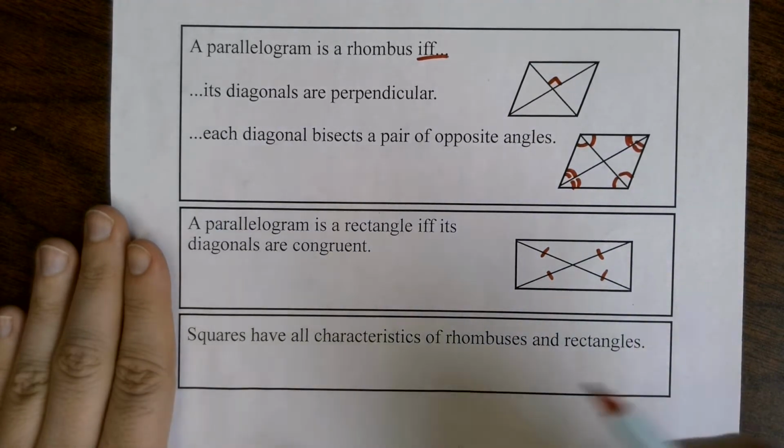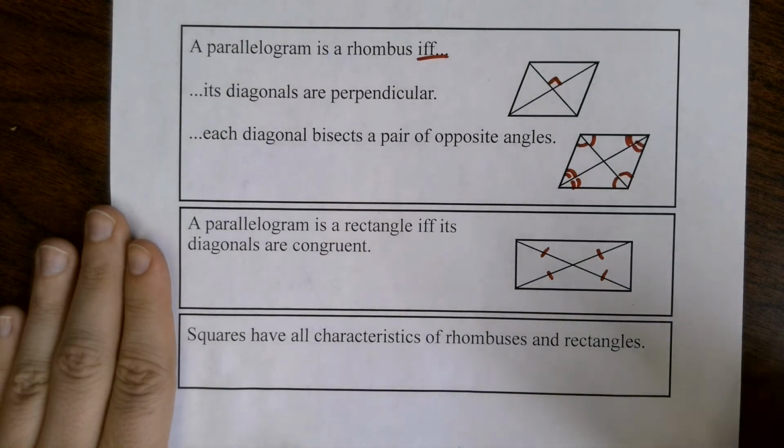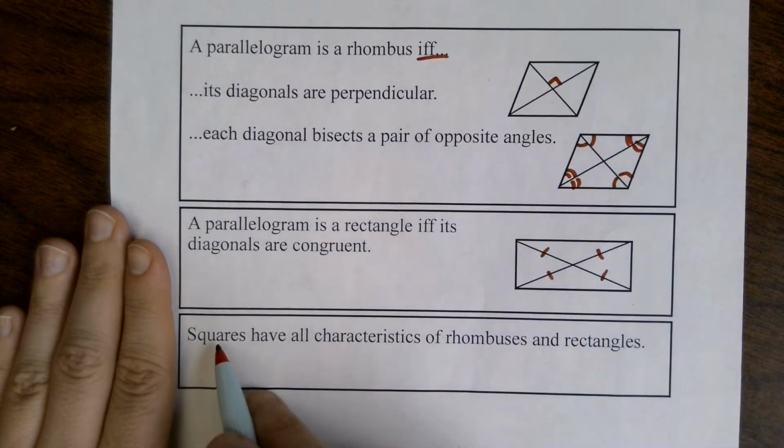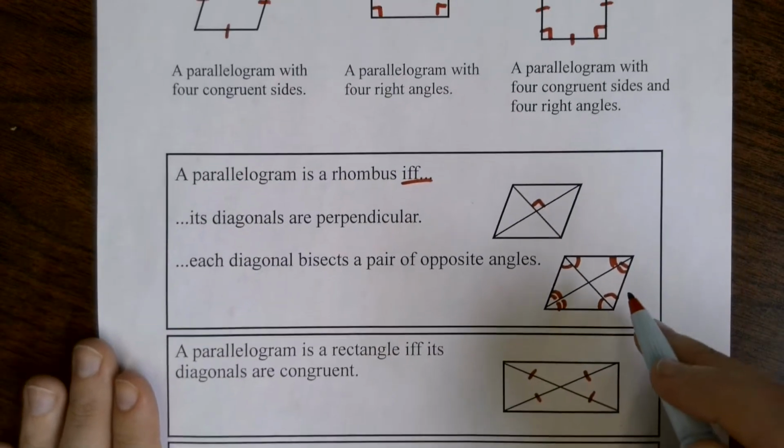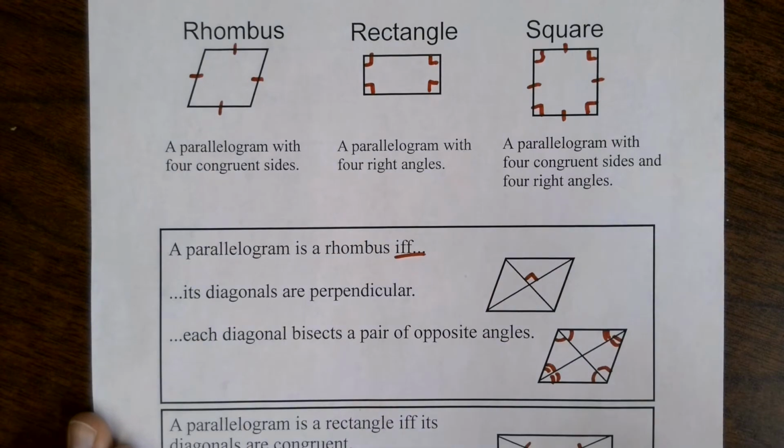And then squares, we don't have to write anything specific for them because they're going to have all of the characteristics of rhombuses and rectangles, as well as parallelograms, because they're also a parallelogram. So the square really has it all. It is going to have opposite sides parallel, opposite sides congruent, all four angles congruent, consecutive angles supplementary to each other. Diagonals will be bisecting each other, they'll be congruent, they will bisect opposite angles, and they'll be perpendicular to each other.